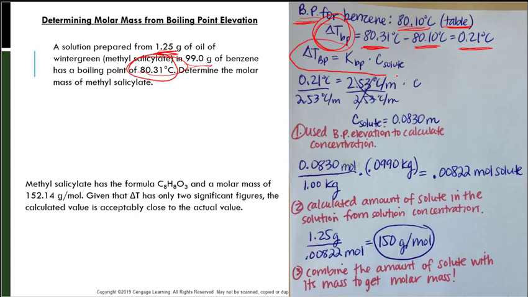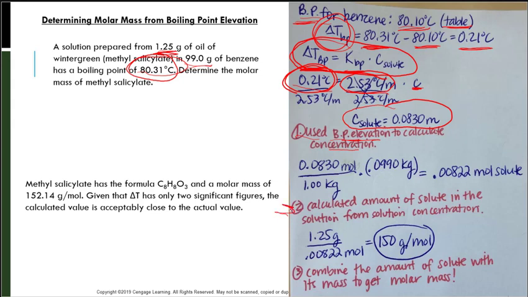Let's recall back to our boiling point elevation equation. The change in boiling point is equal to the boiling point constant times the concentration of the solute. So I'm going to put in that 0.21 on the left, look up the boiling point constant for benzene, and times that by our unknown C. We can find this concentration. Divide both sides by 2.53, and we found the concentration of the solute of 0.0830 molality. So we used the boiling point elevation to calculate concentration.